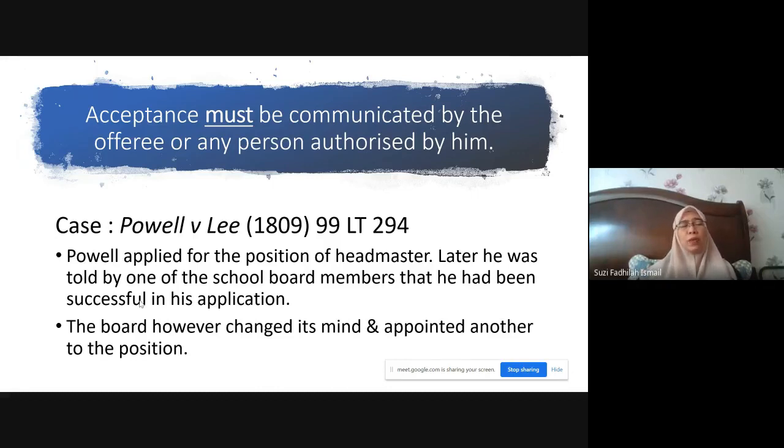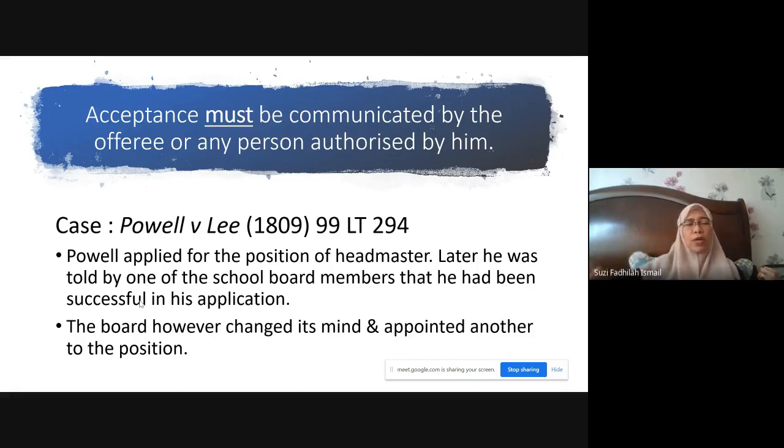Powell applied for the position of headmaster, and he attended the interview, hoping to get the post. Then he got insider info. He was told by one of the school board members that he had been successful in his application, so he was happy. He thought he got the post, but later there was a change of decision, because it wasn't finalized yet. So the information he got was premature.